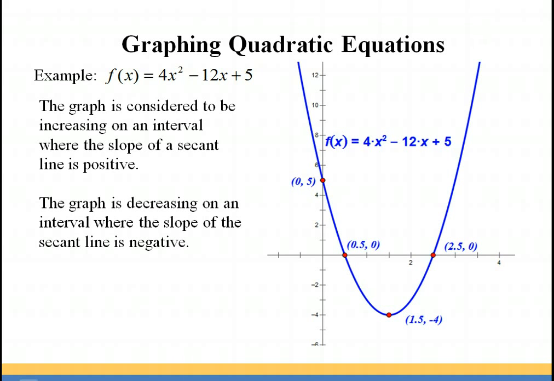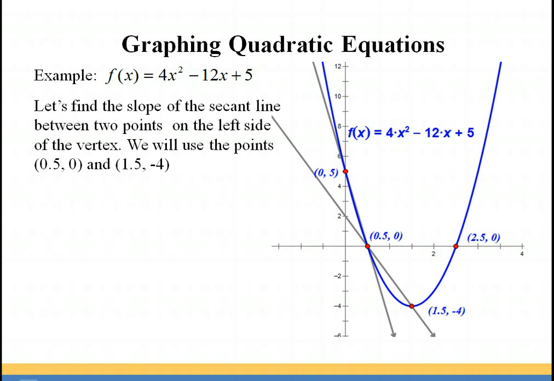Another thing that we want to keep in mind or to look for on our graph is whether it's increasing or decreasing, and on what intervals it is increasing or decreasing. So we're going to do that by estimating the slope of the curve by using a secant line. If the slope of the secant line is positive, then the graph is considered to be increasing on that interval. If the slope of the secant line is negative, then the graph is decreasing on that interval.